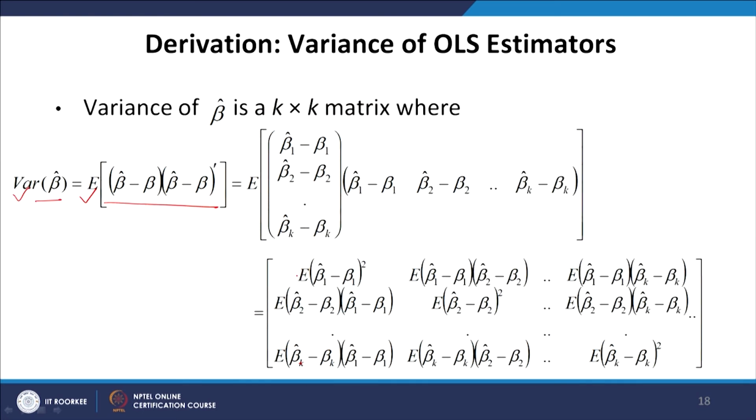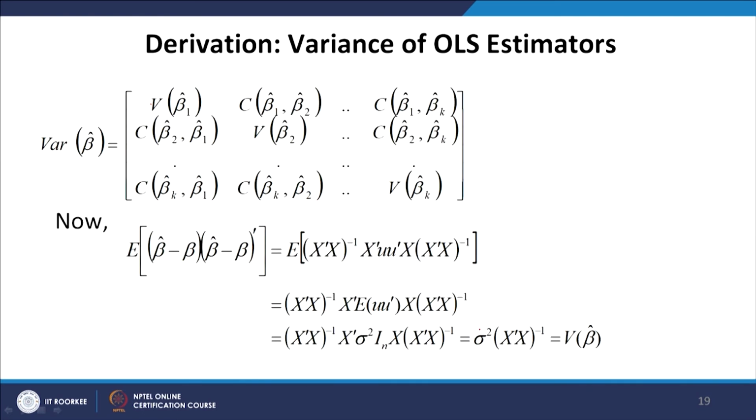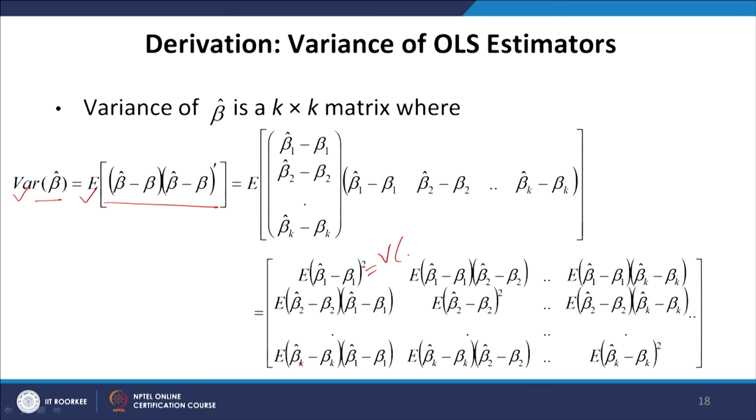So this matrix can be rewritten as variance of beta 1 hat, covariance between beta 1 hat and beta 2 hat, and so on. So this is equivalent to variance of beta 1 hat, and this is equivalent to covariance of beta 1 hat, beta 2 hat, and similarly we can have other covariances and variances, right.